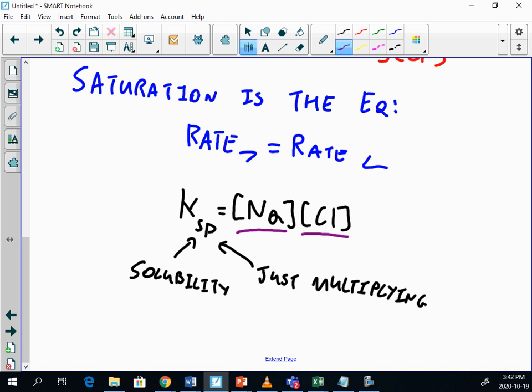The higher this constant, the more we can dissolve Na, or whatever the substance is, in water. The lower this constant, the less soluble the substance is. This is the idea that we will explore in class tomorrow.